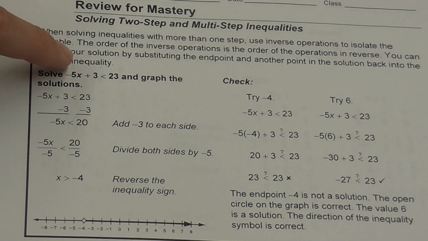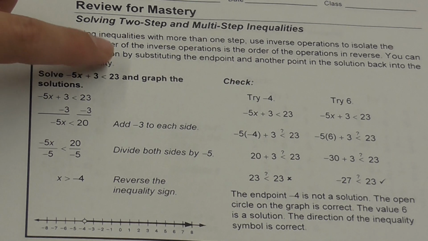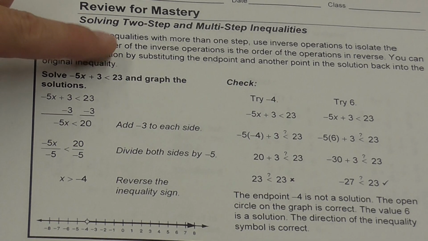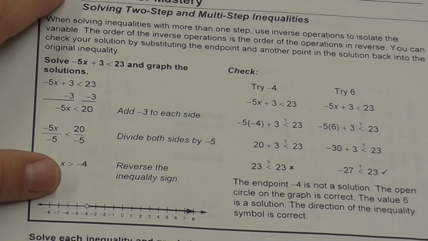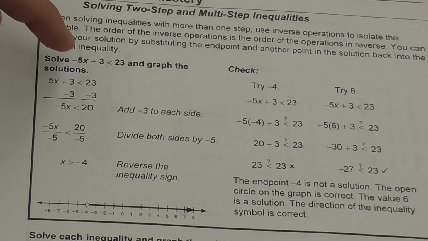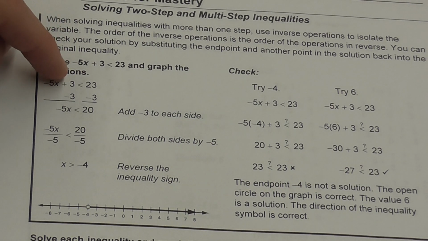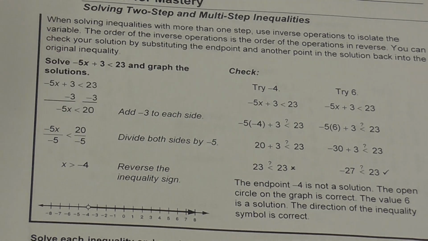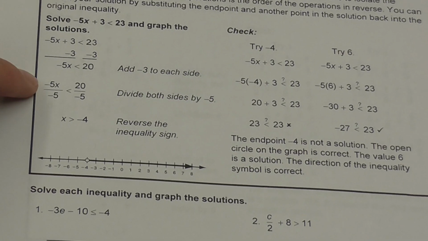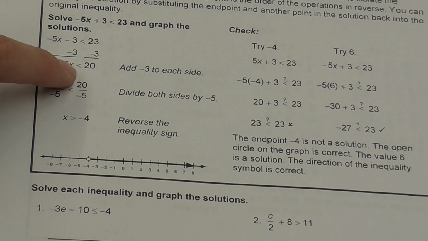So what is happening to x? I have x being multiplied by -5 and added to 3, and it's noting that it's less than 23. So it wants you to solve and graph the solutions. You've got the multiply and the adding. I have to undo the adding first. So instead of adding, I'm going to subtract 3 from both sides. I'm left with -5x is less than 20.